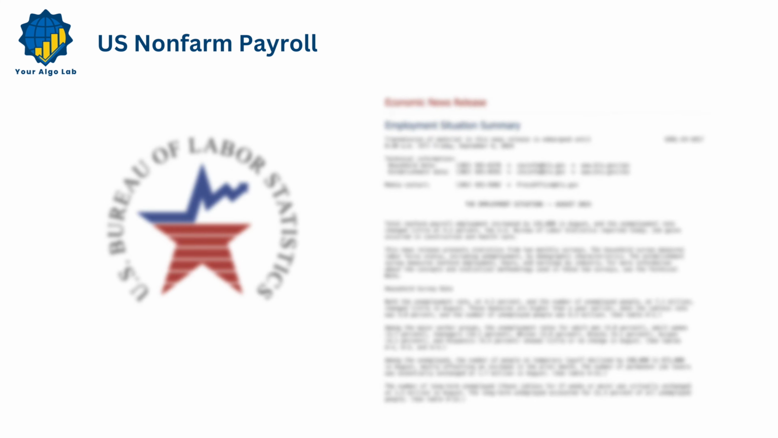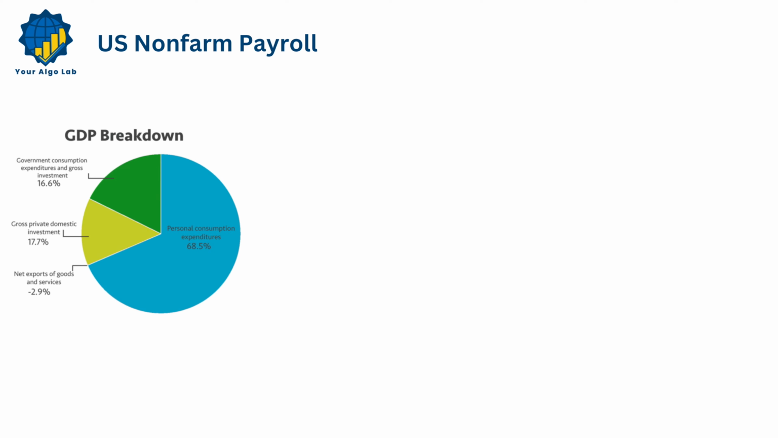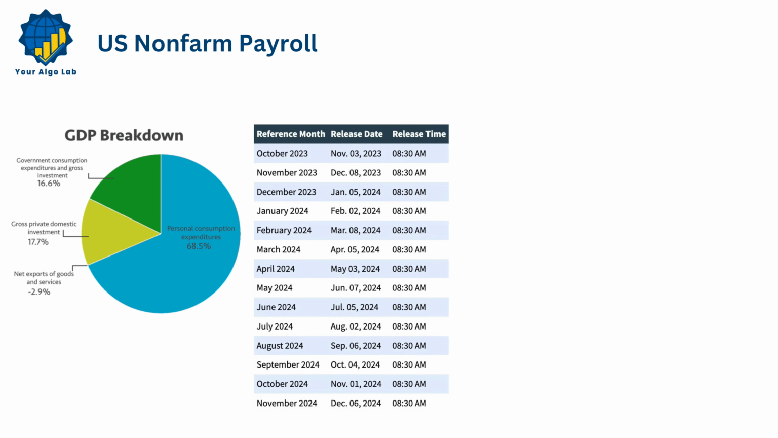Why is it important? First, 68% of US GDP is driven by consumption, which is tied to employment. Second, the report is timely, released just a week after the month ends. Third, it offers detailed insights into the labour market and household earnings, useful for predicting future economic trends.